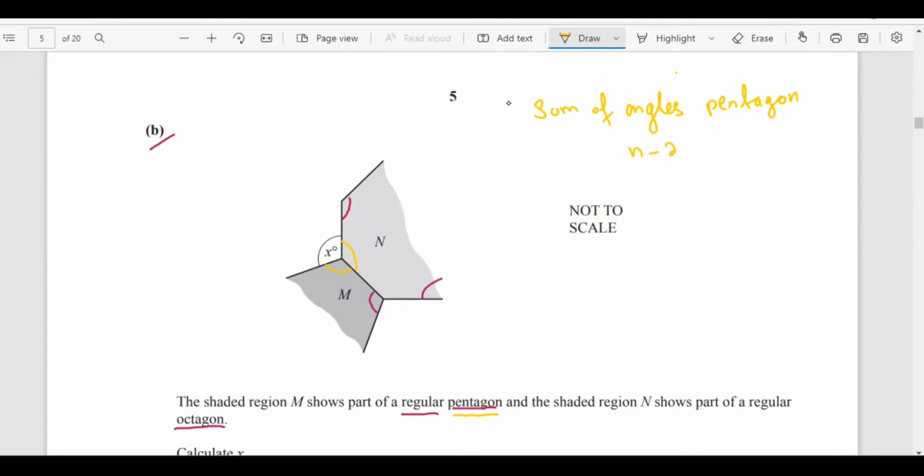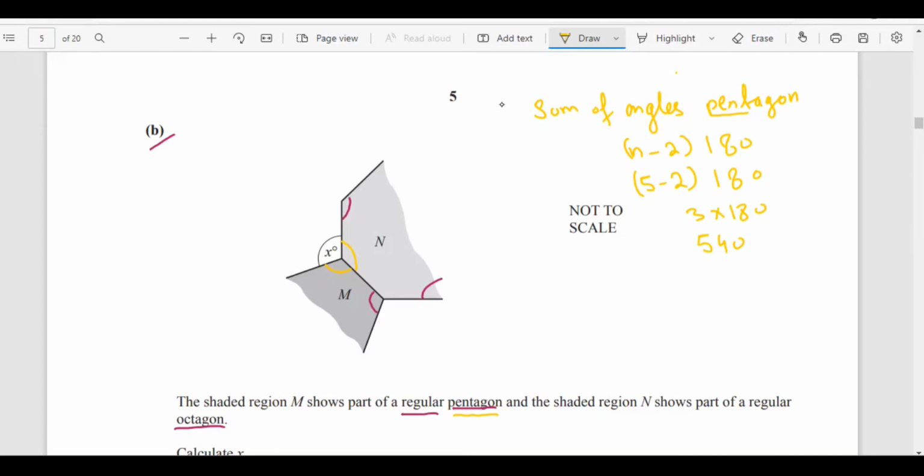The sum of interior angles is (n minus 2) into 180. Pentagon means pent is 5. So it would be 5 minus 2 into 180, which is 3 into 180. That is going to be 540. Now we know that the sum of interior angles in this pentagon is 540.